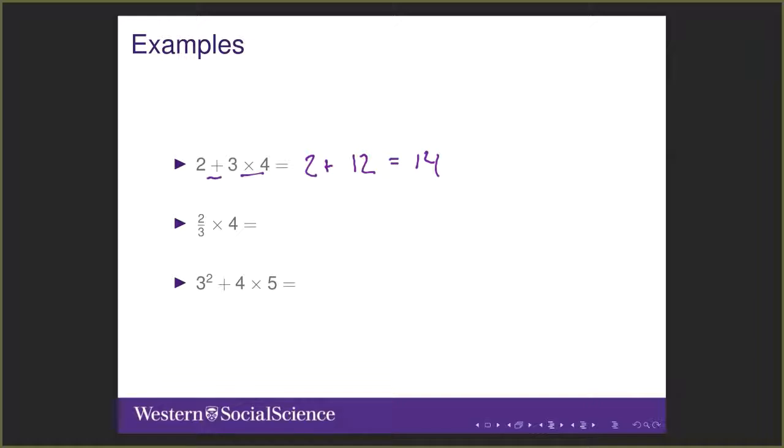In the second problem, we have 2 divided by 3 times 4. Technically, the multiplication should happen first, in which case we would multiply 2 times 4, which would give us 8 divided by 3.